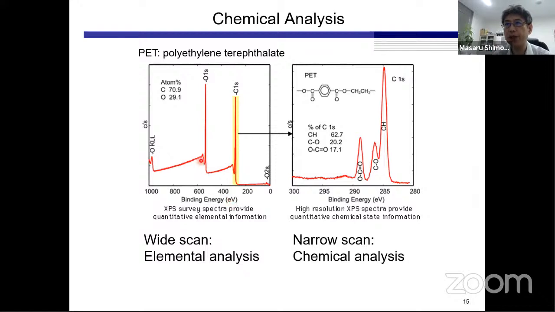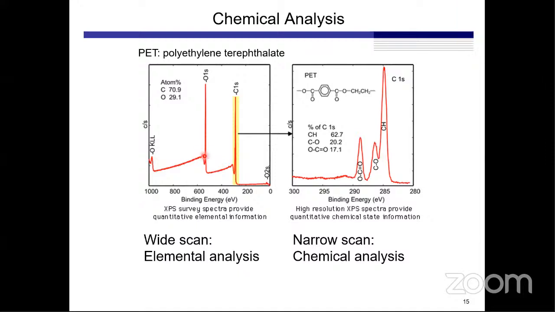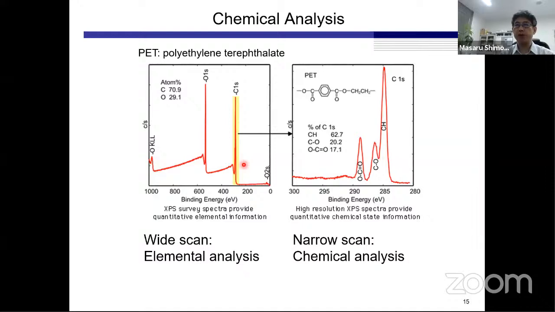The other possible satellite peak is something like this one. For example, just at the higher binding energy of a strong peak, there is a small peak. It's called the plasmon loss peak. Because of excitation of the plasmon, this peak appears like this. Also, if you use non-monochromatic X-ray, there is the possibility of another line. For example, in the case of magnesium K alpha, magnesium K beta is also included in the line, very weak, but about 10% of the K alpha line. So that also gives satellite peaks.